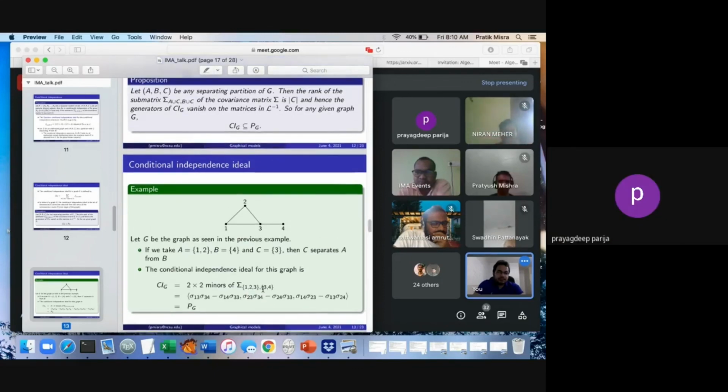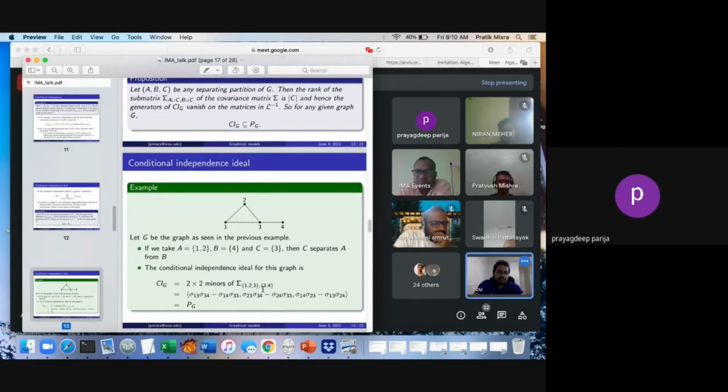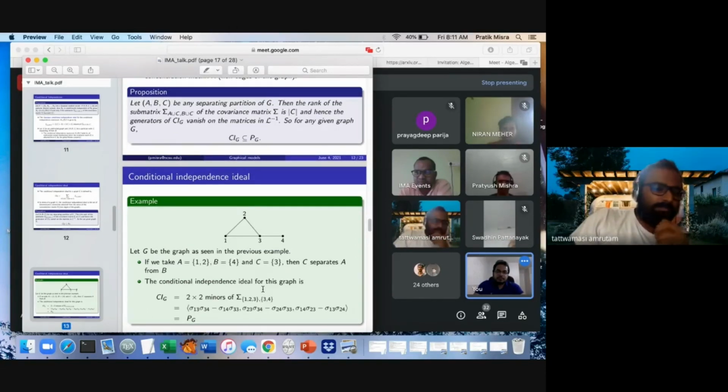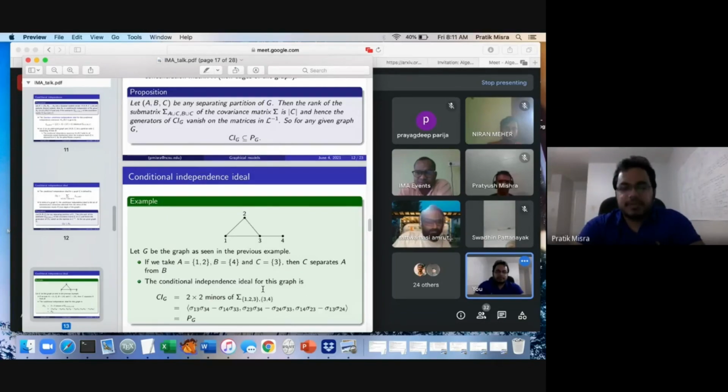So I should think that A is sort of independent from B, given the vertex C. I guess the independence stems from the fact that C separates them. Yep. That's how it is.